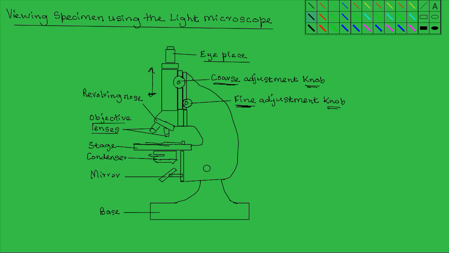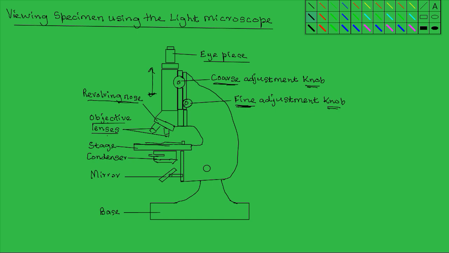Now, there is a revolving nose. This is a revolving nose that can be turned, and in so doing, it changes from one objective lens to the next. So by moving the revolving nose, one is able to shift from one objective lens to the other.